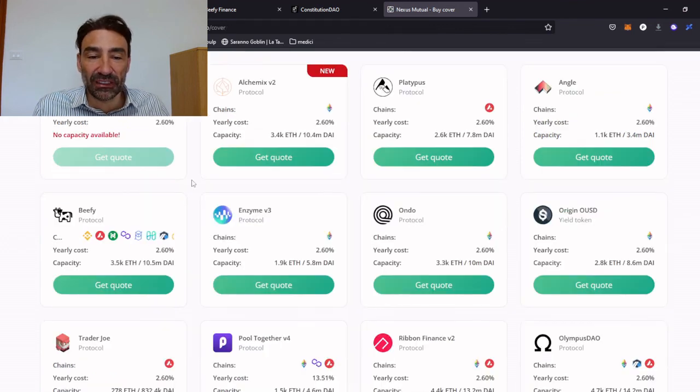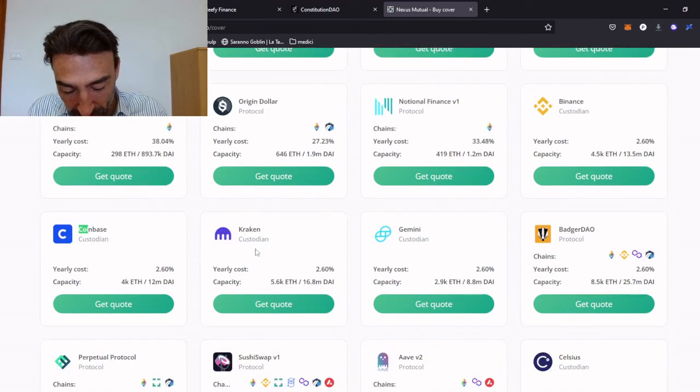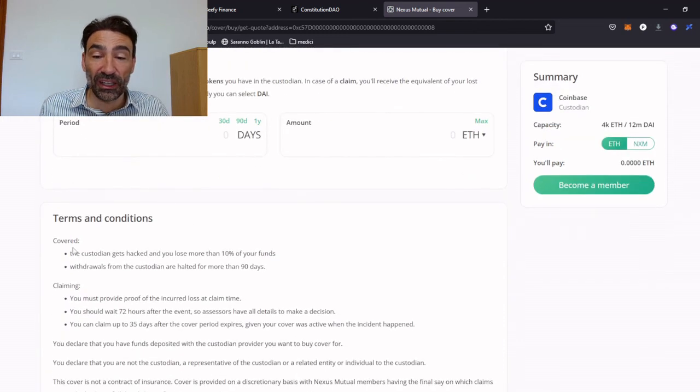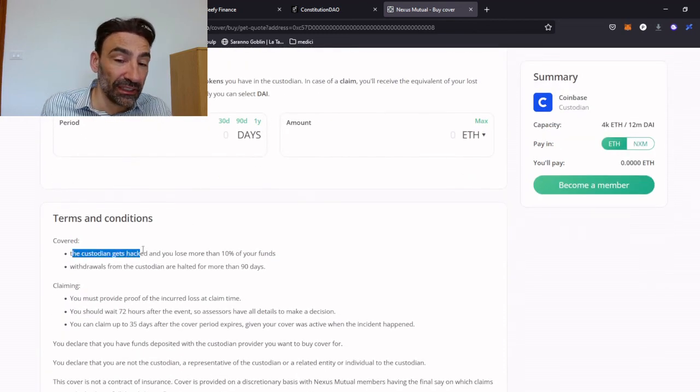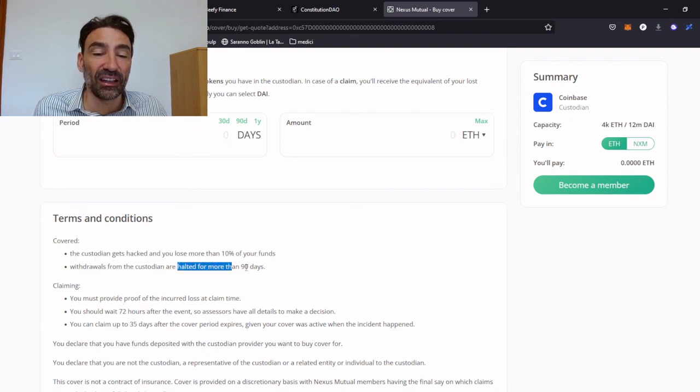What surprised me is that there is something a little outside the crypto world. Let me search for it. Control F, Coinbase. You know, Coinbase is an exchange, but it's a centralized exchange. Also Kraken, Gemini, and Binance. These are centralized exchanges, so not decentralized. So they are outside the DeFi world. But this insurance covers you on Coinbase if the custodian gets hacked and you lose more than 10% of your funds, or withdrawals from Coinbase are halted for more than 90 days. In this case, you get paid.